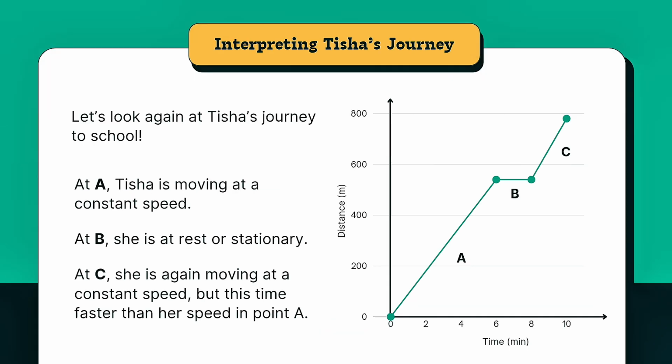Now after 8 minutes, the line rises again. But this time it is steeper than before. This means Tisha is moving faster than earlier. Why? Because now she is late for class. So a steeper line means greater speed.